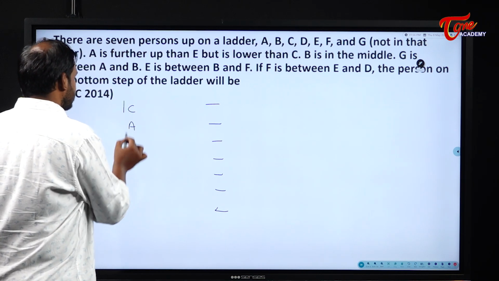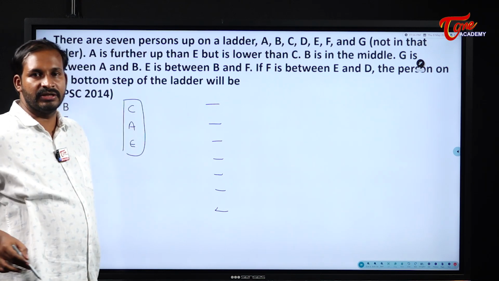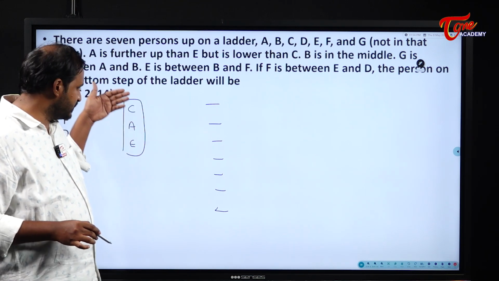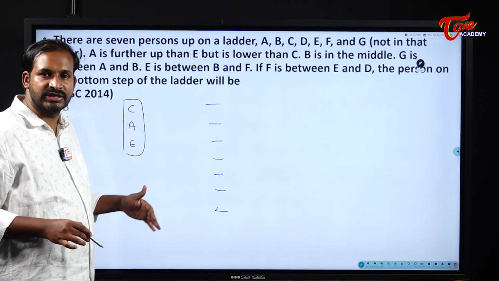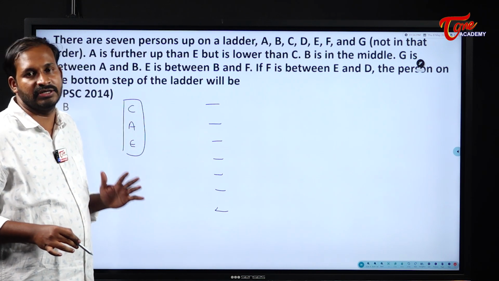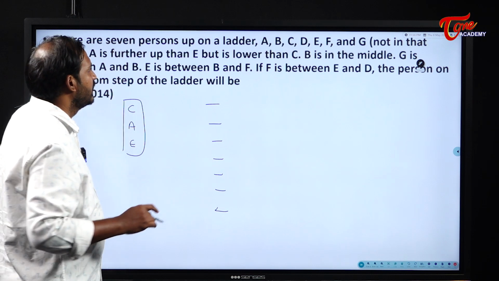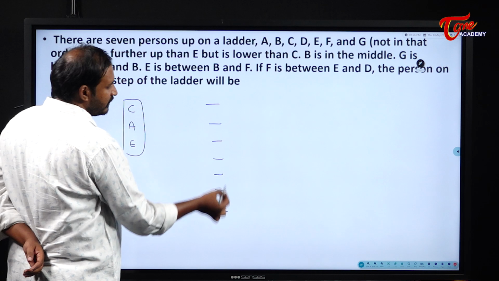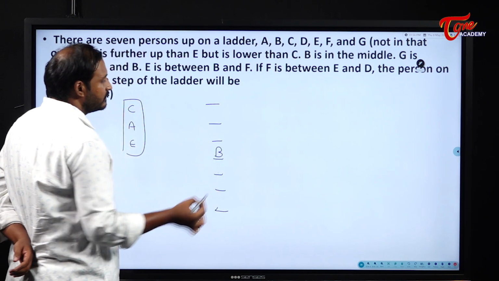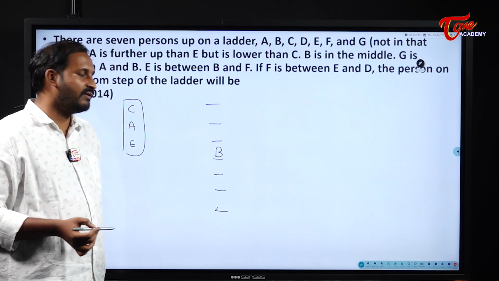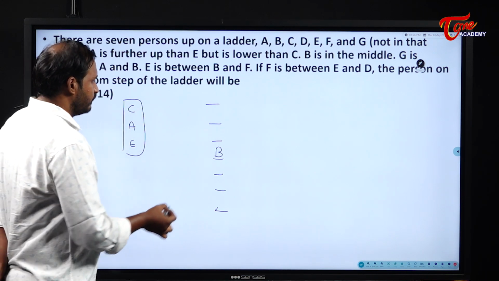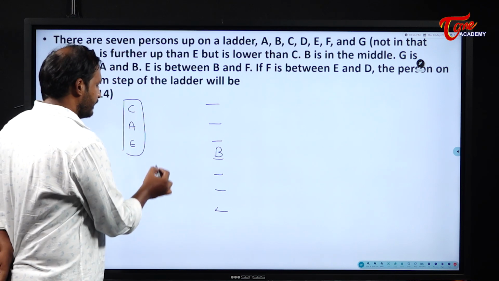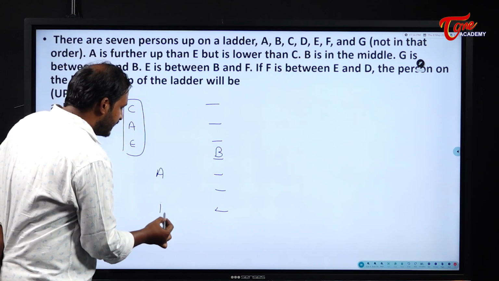This is the first arrangement. Not immediately, students, just this should be the order. First I should have C, and somewhere below C I should have A, and somewhere below A I should have E. Not immediately, somewhere. Next. B is in the middle. Out of 7 positions, B is in the middle means B is in the 4th position. I have written it directly. B there. Next. G is between A and B. Okay. Between A and B I have G.